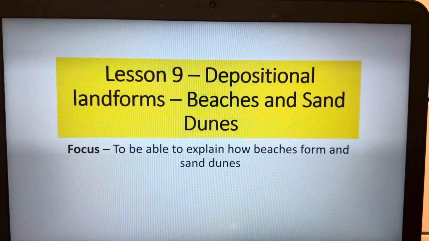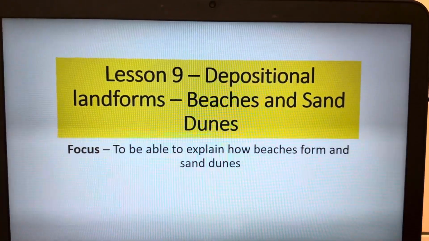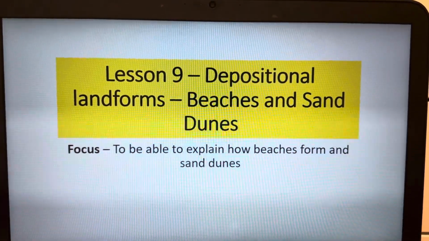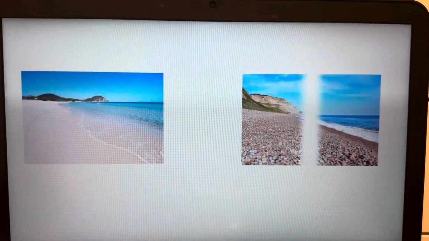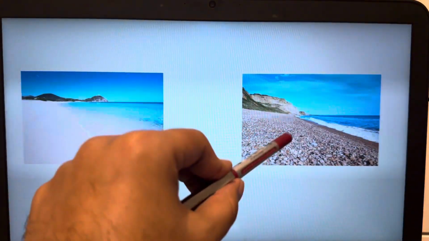This is one of the horrible questions if you want to know how beaches form or sand dunes form. There's a chance of it coming up in your exam this year, but let's just go into beaches first. So you need to know there's two types of beaches. Look at the two different types of beaches. We've got sandy beach and we've got a pebble beach, which we call shingle.